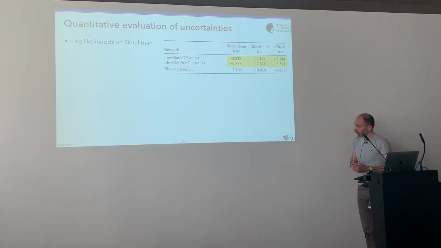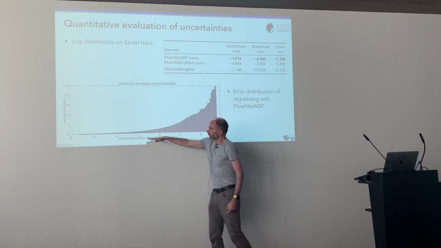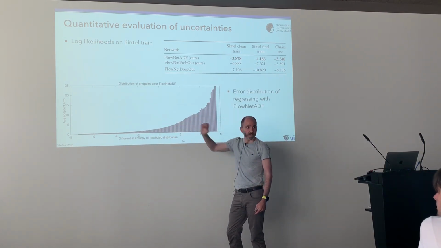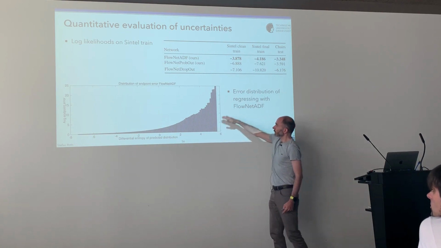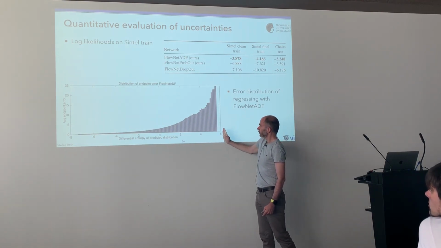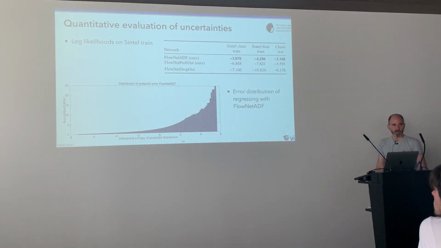Okay? And if I now look at the uncertainty and graph that against the endpoint error that I'm making, I see a very nice correlation. So the large errors happen where I also have high uncertainty, and the small errors occur where I have low uncertainty. So I achieve exactly that desired effect, that the uncertainty is very well correlated to the actual error the network is making.